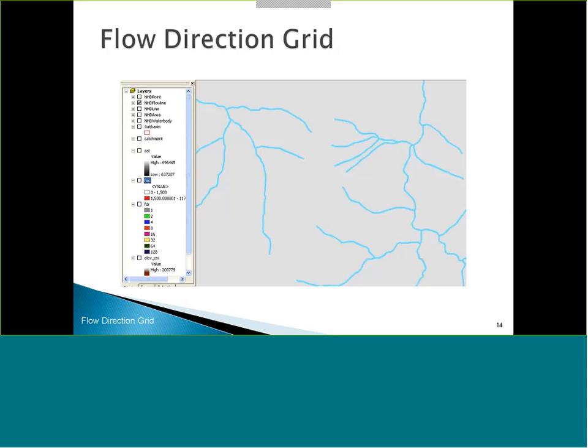This figure illustrates, along with the next slide, how the cells of the flow direction grid point downwards from the ridge to the river. The cyan colored lines shown on the slide represent the streams.